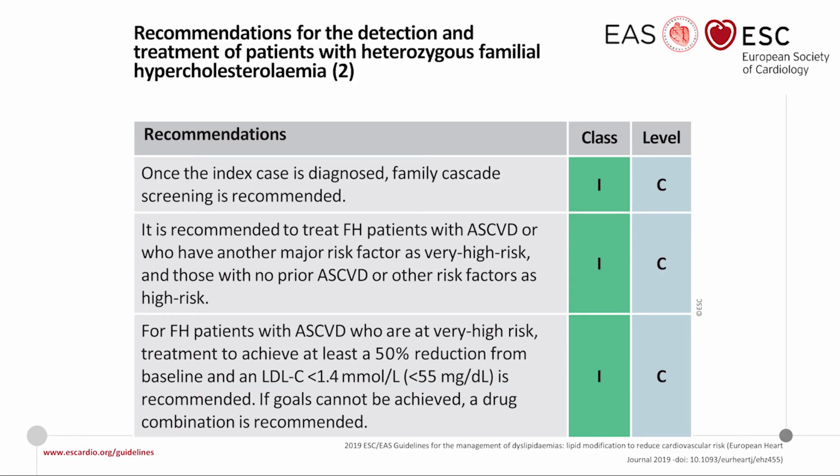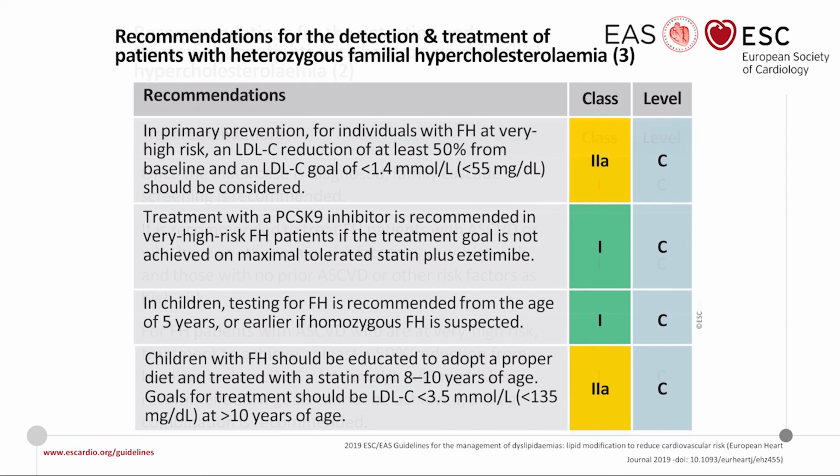The goal for treatment is to achieve at least 50% reduction from baseline and an LDL cholesterol below 1.4. If goals cannot be achieved, a drug combination is recommended. In primary prevention for individuals with FH at very high risk, an LDL reduction of a similar level should be achieved with a reduction of at least 50% from the baseline and a goal of less than 1.4 millimoles per liter. This is, however, a lower degree of recommendation, class 2A.